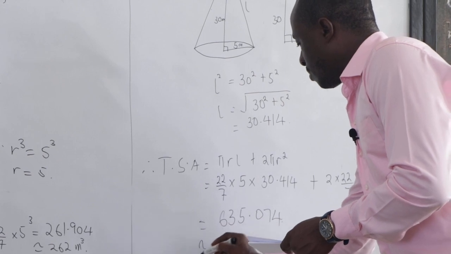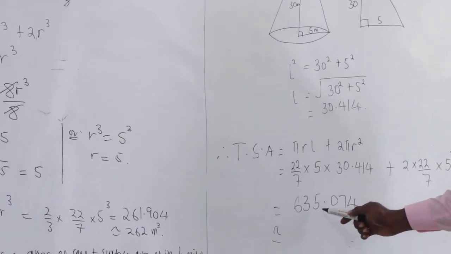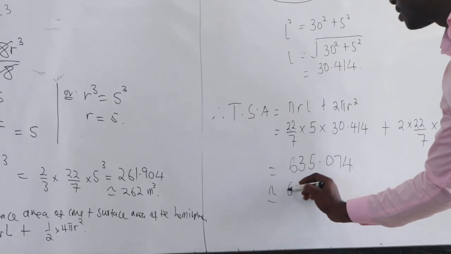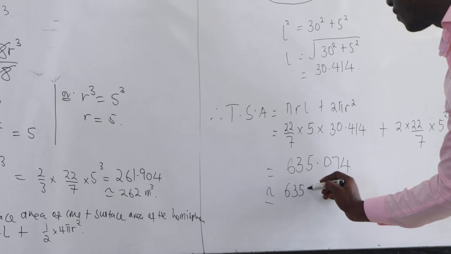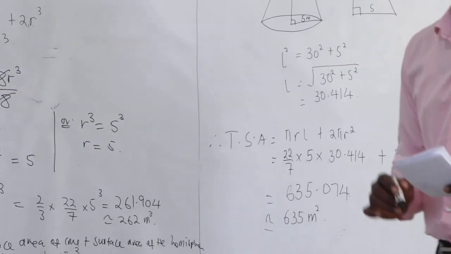635.074. But then the question says to the nearest whole number. Now 635, that's a whole number. 0.0, this 0 cannot change the 5. So we have 635, and because it's area, meters square.